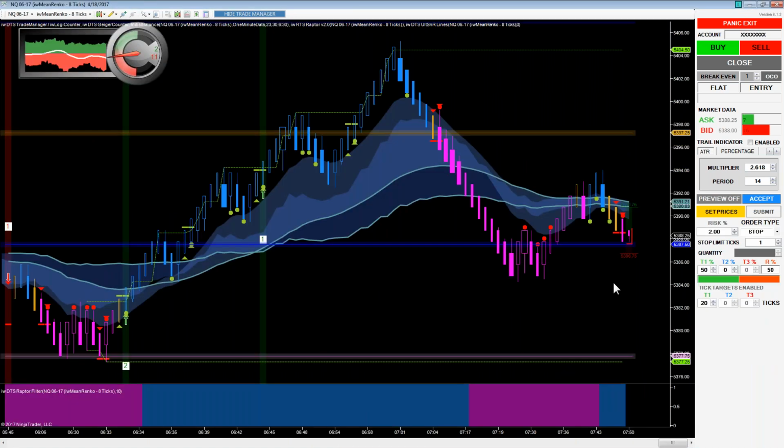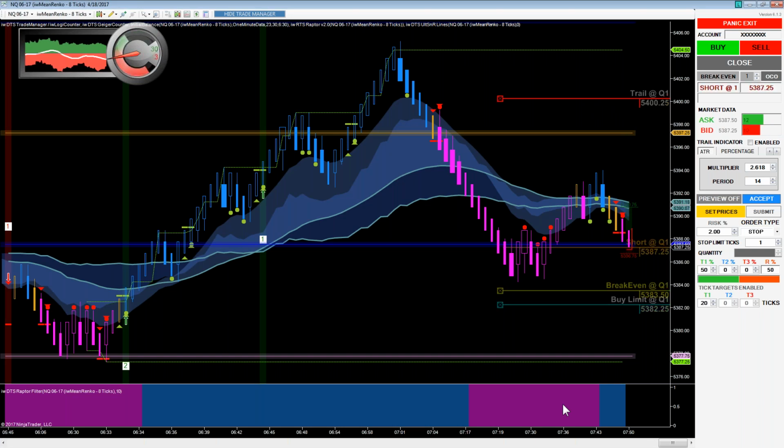Okay, so we're getting a chance at a second push entry here on the Raptor trade. And we'll see now whether or not the sellers are serious about pressing this market.